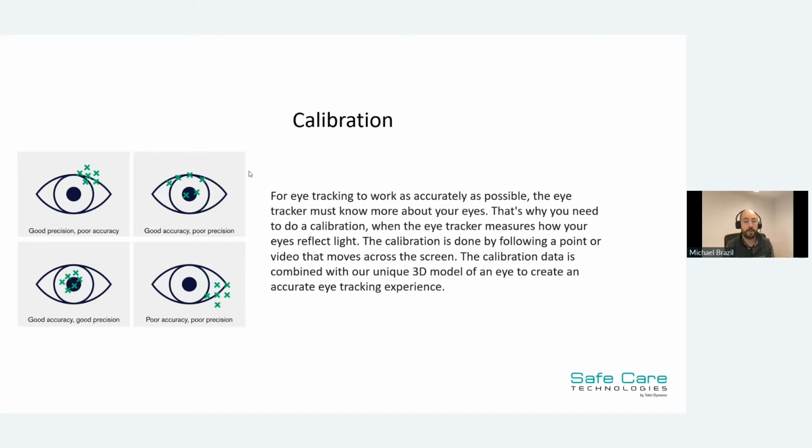When the eye tracker measures how your eyes reflect the light, the calibration is done by following a point or video that moves across the screen. We'll show you that as well in a while. When we're doing the calibration, we'll have dots moving across the screen, and then they'll explode. That's taking the data of where I'm looking on the screen, for example. That calibration data is combined with your unique 3D model of your own eye to create an accurate eye tracking experience. So we want to get good accuracy and good precision for any calibration.